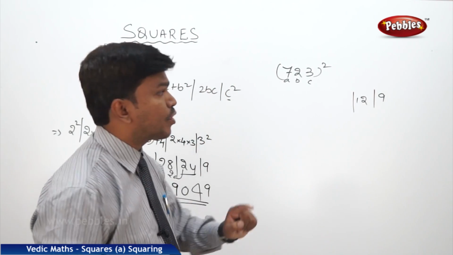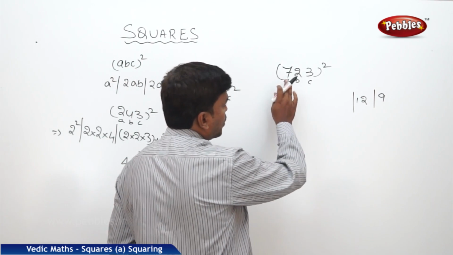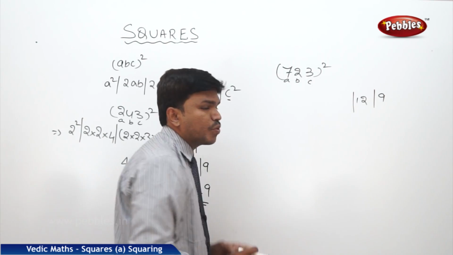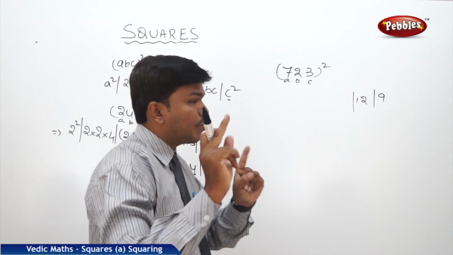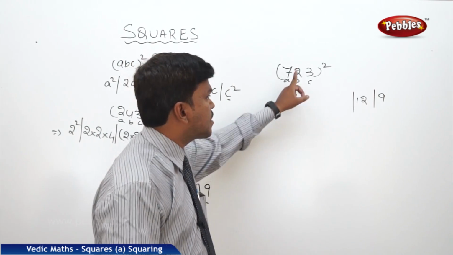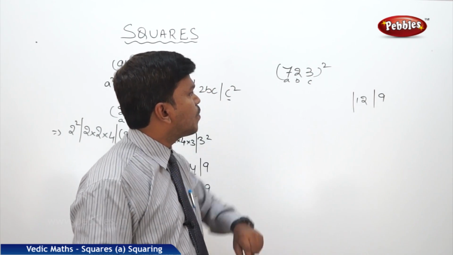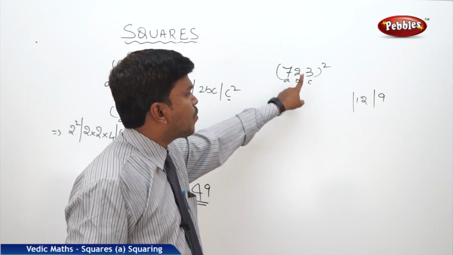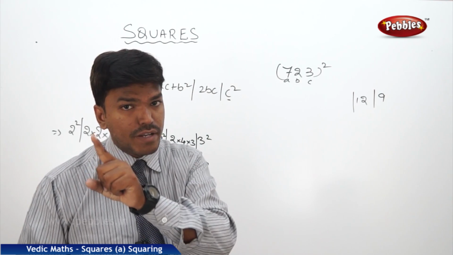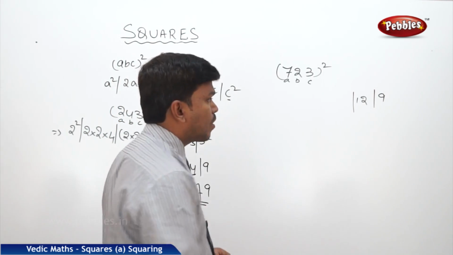Next, 2ac plus b square. First you need to calculate 2ac. So 2 into 7 into 3. 2 7s are 14, 14 3s are 42. 2ac means 42. You need to remember 42 for some time. 42, keep in the mind, plus b square. So what is b square? 4. So keep what is there in the mind? 42. 42 plus 4, 46.